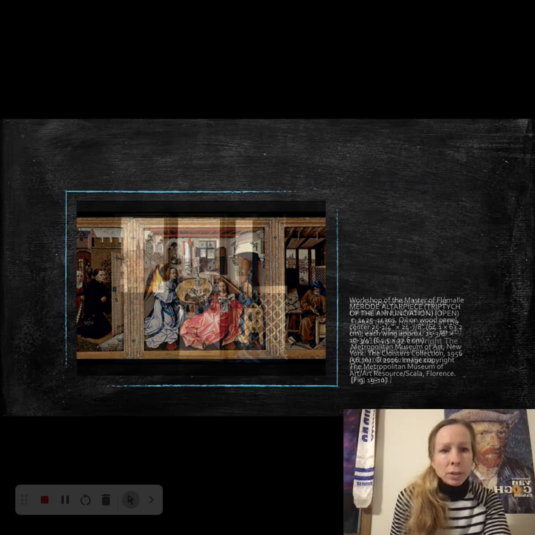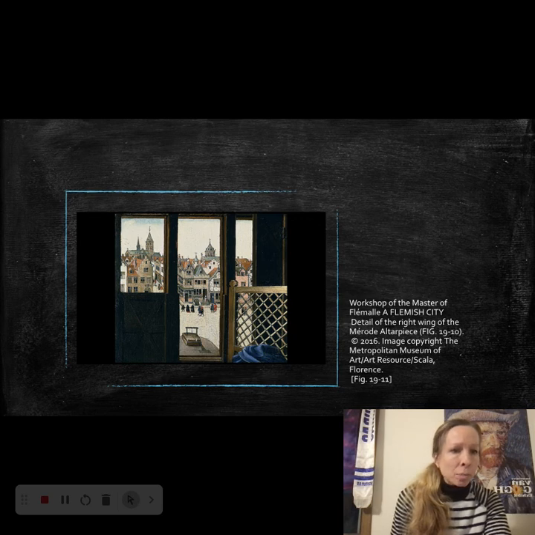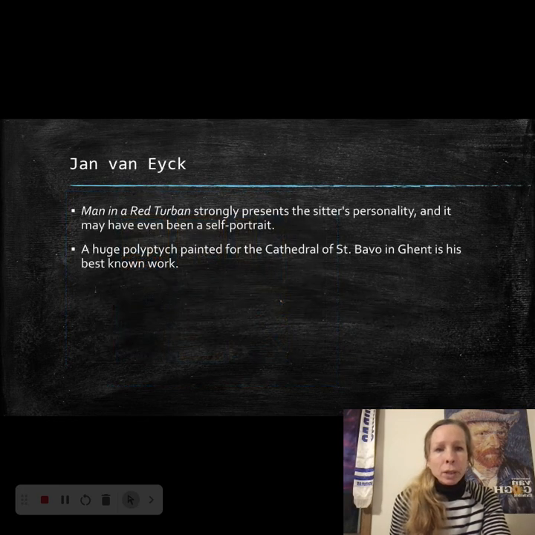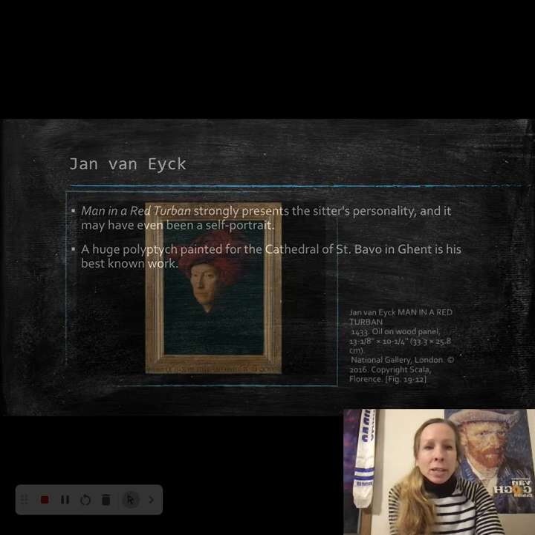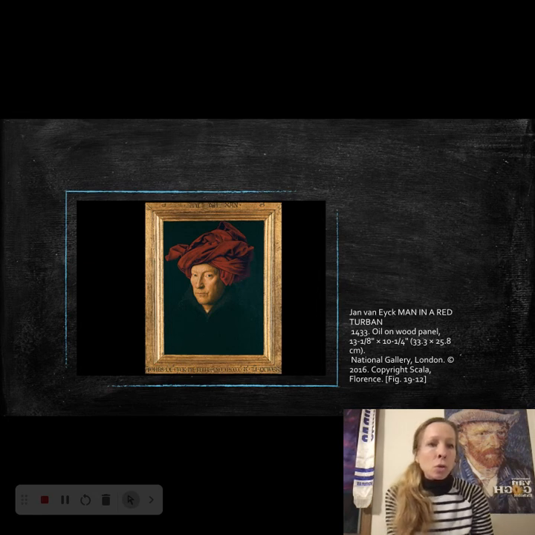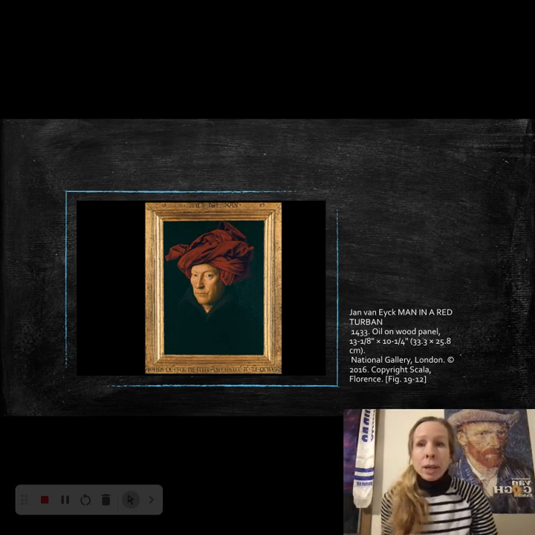So here is a depiction of a workshop of the master of a Flemish painter. And we did talk about Jan van Eyck. So the man in a red turban, really talking about the humanistic portraits. It's one of the most famous portraits of the Northern Renaissance, and it's believed to be a self-portrait of Van Eyck.